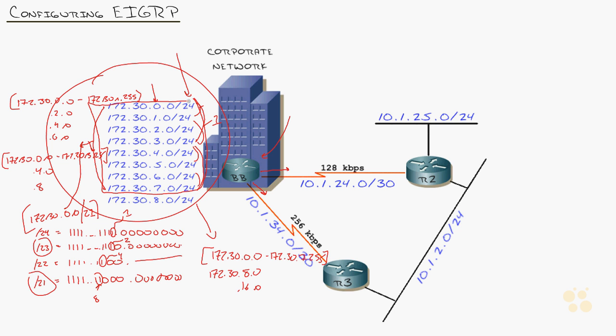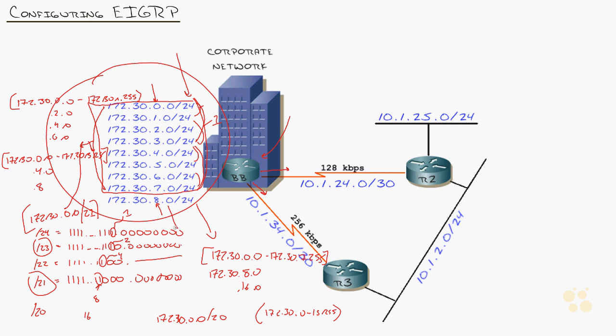Now, I know some of you are perfectionists like me, and you're like, dude, what about that one? Well, you have a choice. You could drop this down to a /20, right? Your increment then would be a what? 16, right? Without writing all that out. So you could have a summary route 172.30.0.0/20, which would be 172.30.0 through 15.255, right? As a quick notation of the range.